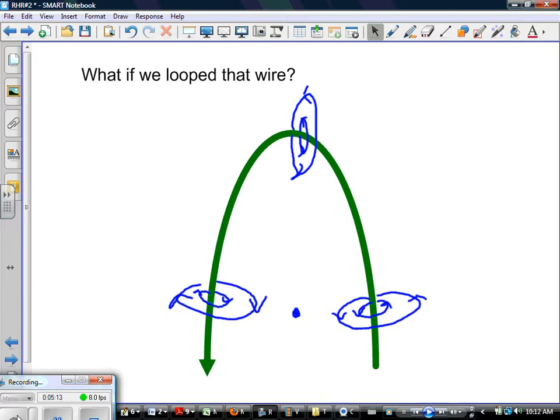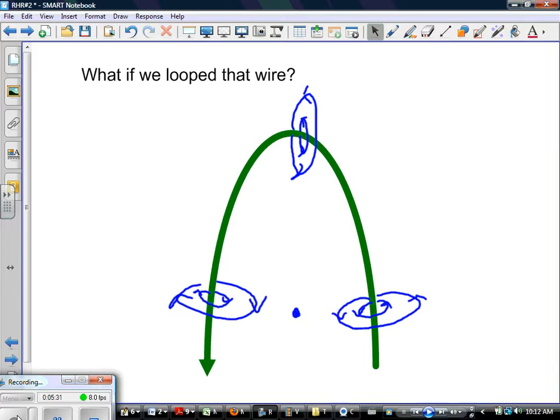If I move up to the top here, again, current's still flowing in the same direction. Field lines on the inside of my loop are going to be pointing the same way, out of the page. And if I go all the way to the other side here, same way.